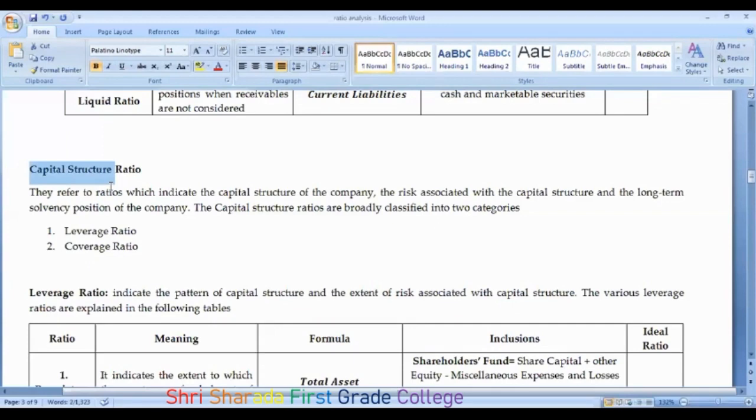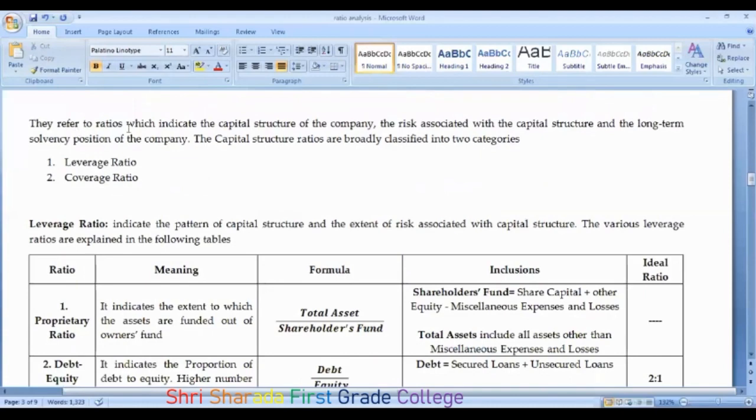Irrespective of the capital structure, it may be debentures, or equity share capital, or any preference share capital. In order to meet the growth, you need this capital structure. So the capital structure ratio we shall see. They refer to the ratio which indicates the capital structure of the company, the risk associated with the capital structure and the long-term solvency position of the company.